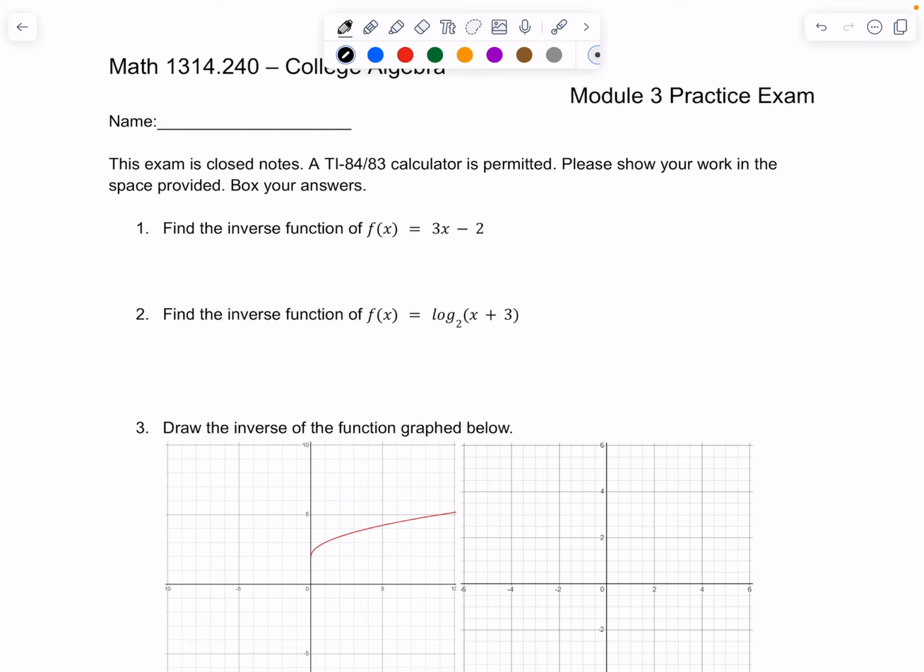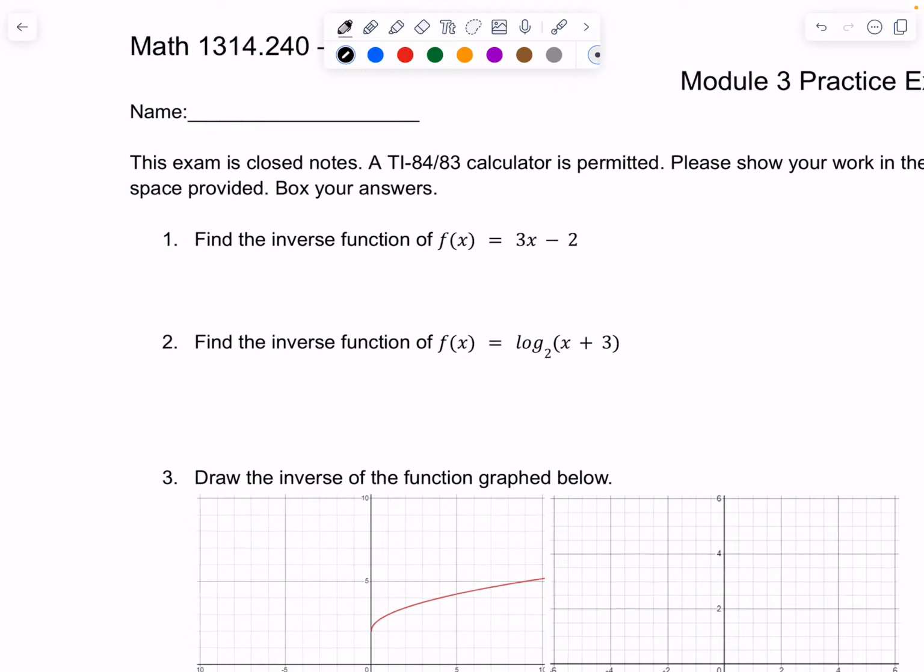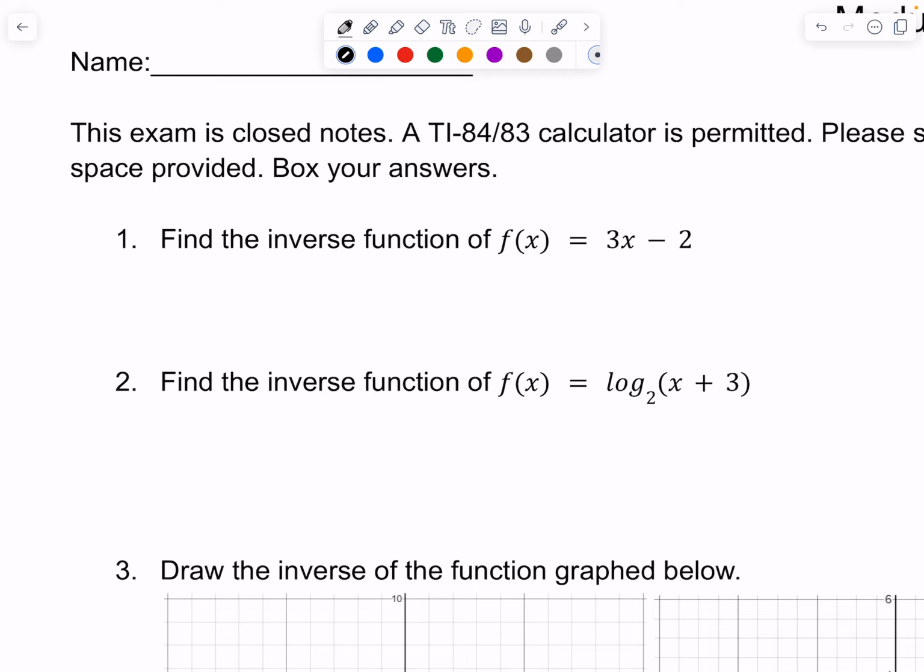This is the Module 3 practice exam for College Algebra, which is Math 1314 at Collin College. So the first question asks us to find the inverse function for f of x equals 3x minus 2.